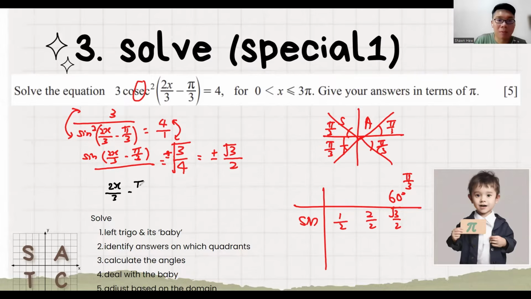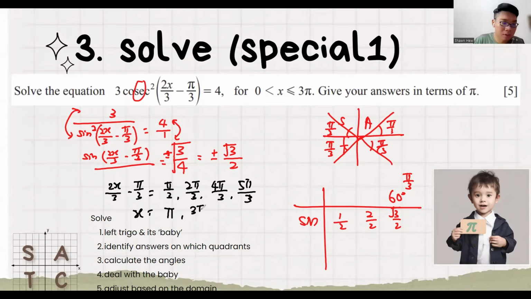2x over 3 minus pi over 3. First answer is pi over 3. So all four quadrants have answers. Then at last, everything plus pi over 3 and times 3 over 2, I will get 5 pi over 2 and 3 pi. All four answers fulfill the criteria.